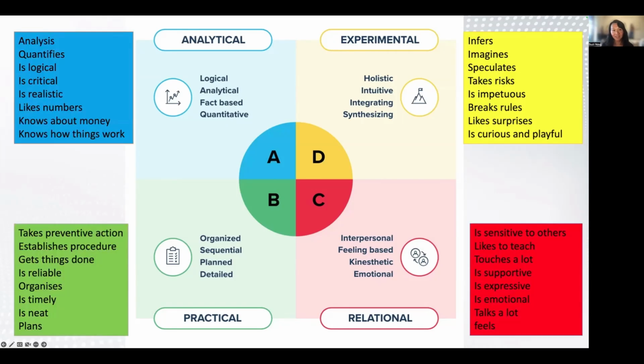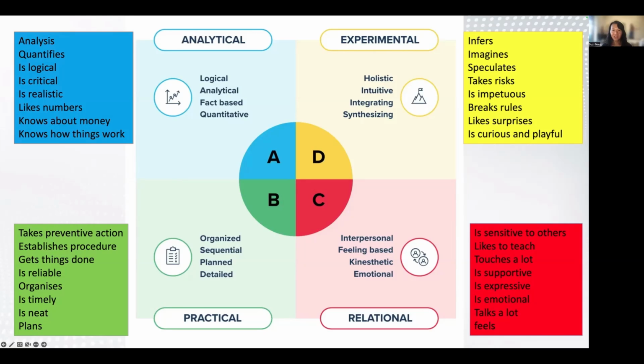To go into it in a bit more detail, so the analytical person, they like quantified information. How much will something cost? What are the time implications of this? They like to be logical. They can be a bit critical, perhaps even a bit harsh, blunt. They're very realistic. This project's not going to deliver on time until it does this. They like numbers. From that, they might know a bit about money, and they like to know how things work. They like the facts, the knowledge behind something that is happening.